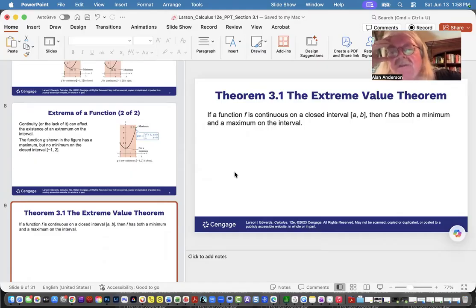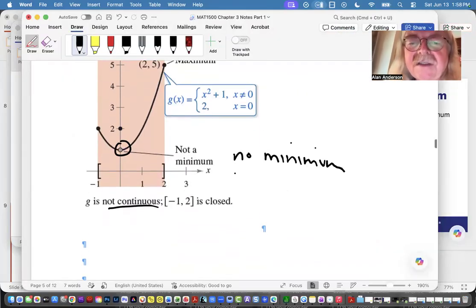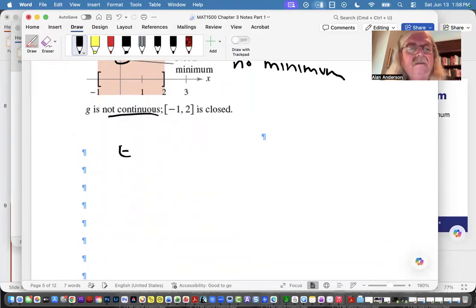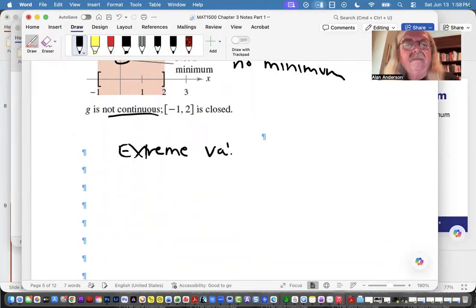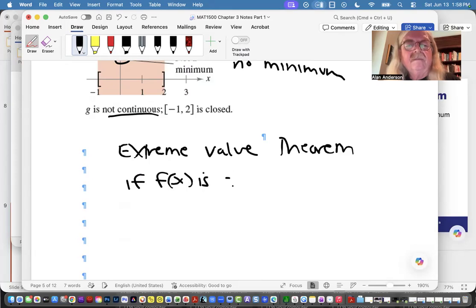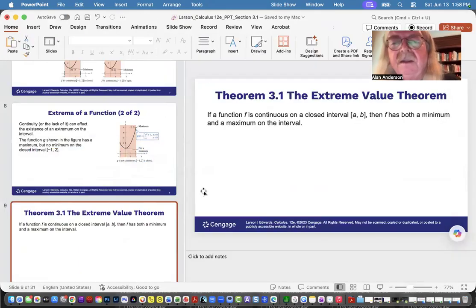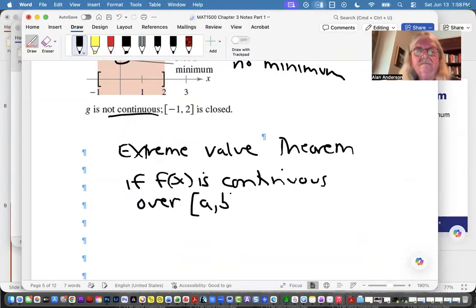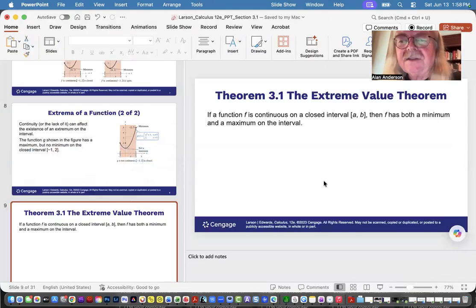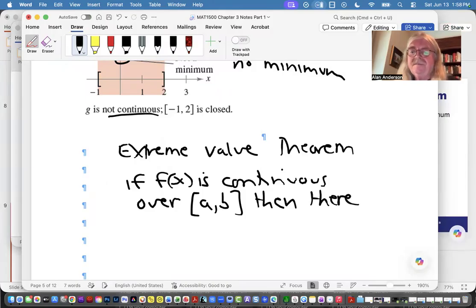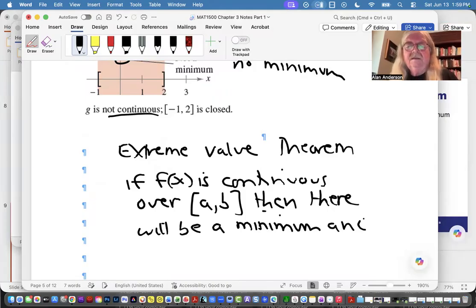So the extreme value theorem says the following. If the function is continuous over a closed interval, AB, then that guarantees the existence of a minimum and a maximum over that interval. So, in other words, if you're looking for them, you're not wasting your time because you know they exist.